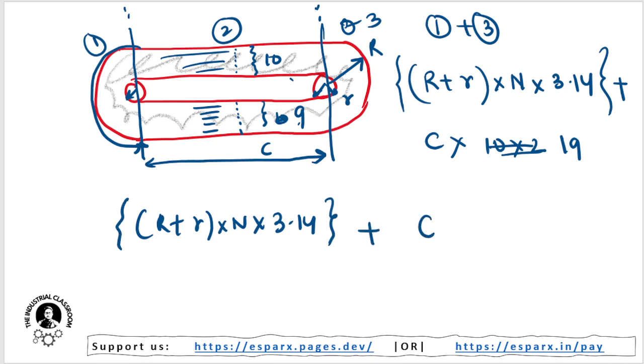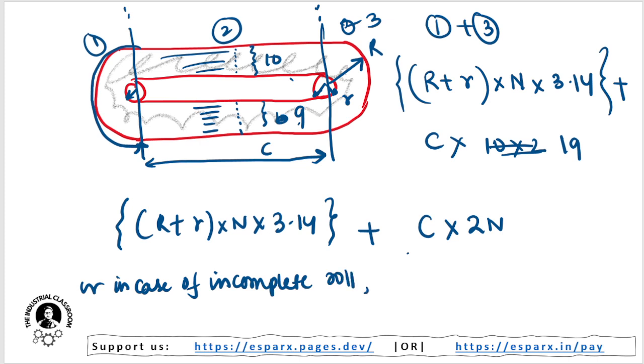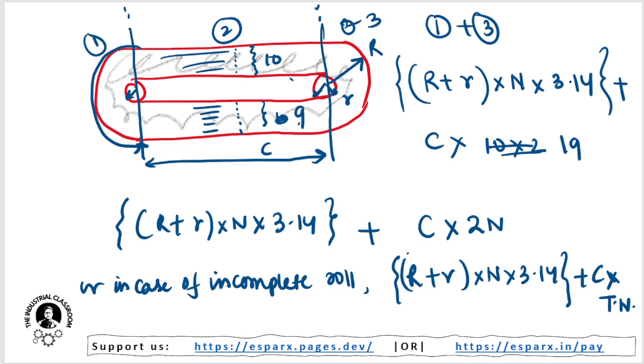plus center to center distance into 2N if you have full rolls, or in case of an incomplete roll, you will write R plus r into N into 3.14 plus C into, without 2N, here you will write the Tn, or the total number of turns, 1, 2, 3, 4, 5, 6, 7.